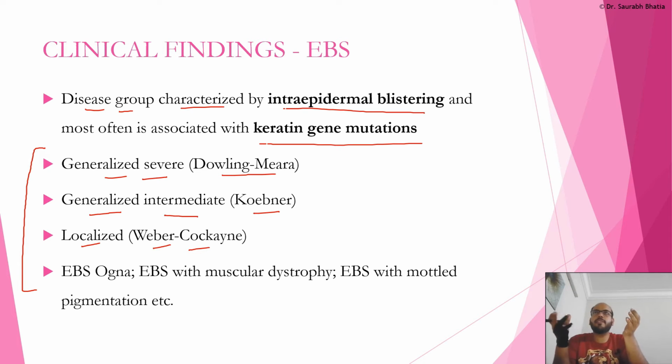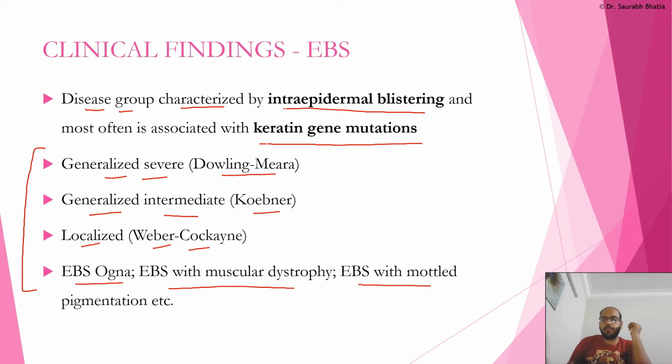Slowly, I believe this classification system will be changed because there are a lot of misclassifications, and a lot of difficulty in segregating them into separate watertight compartments. That is not there. There is overlap of clinical findings. The fourth type has all the other subtypes like EBS Ogna type, EBS with muscular dystrophy, EBS with mottled pigmentation, etc. So all of them form the fourth type. Let's discuss each one of them in detail.